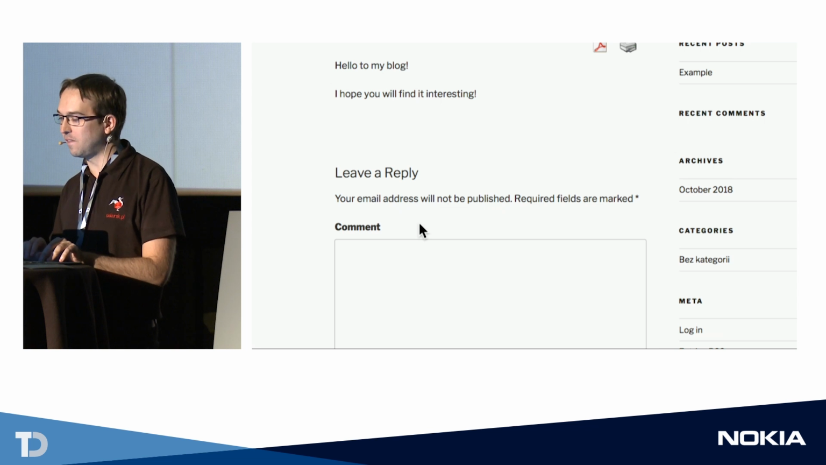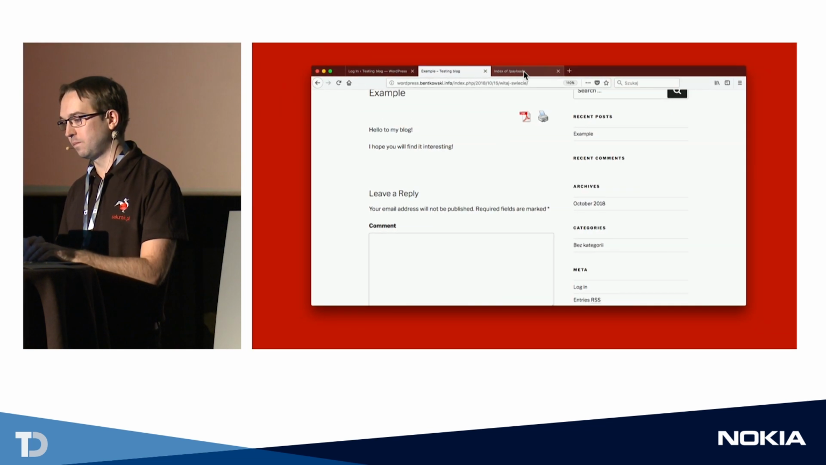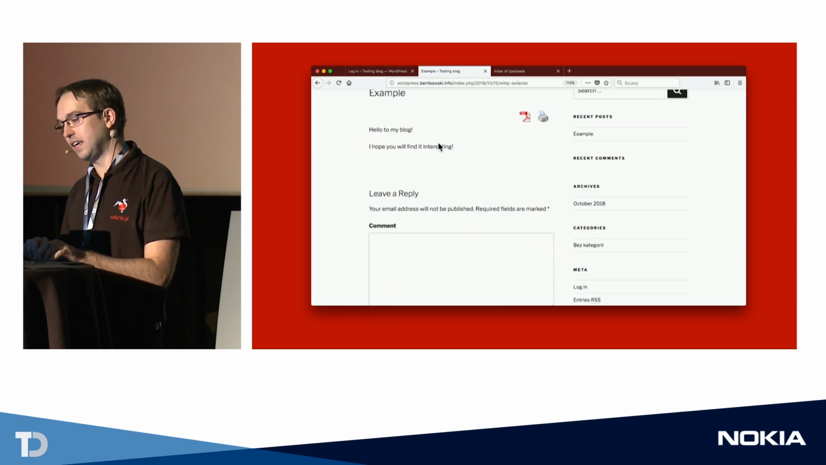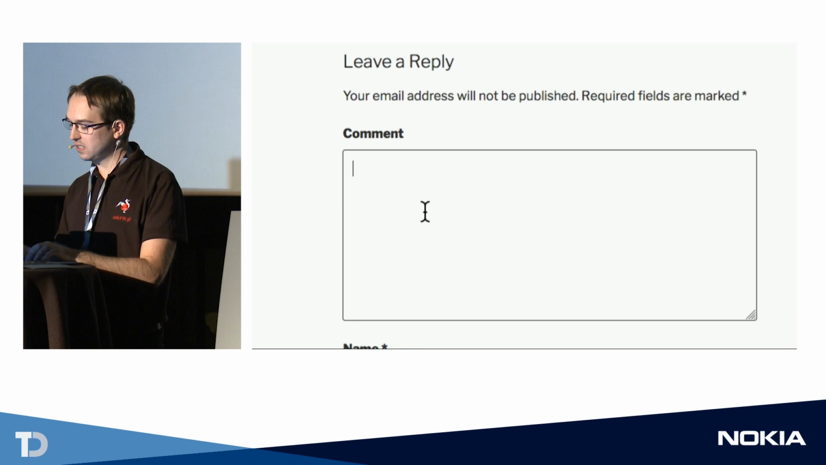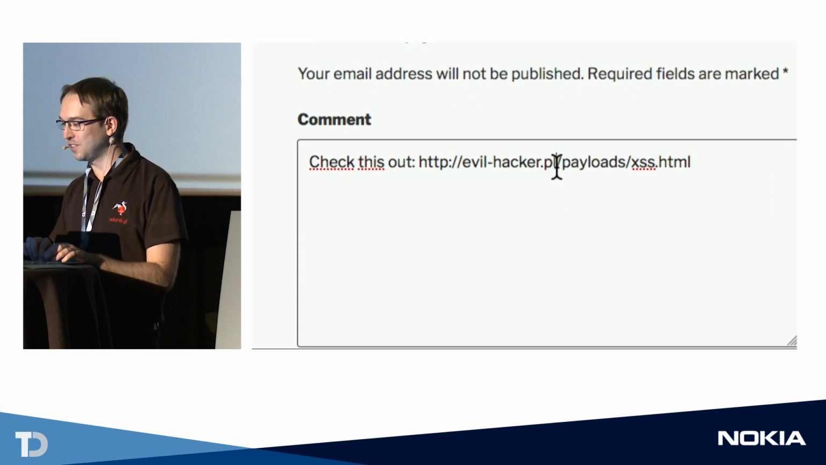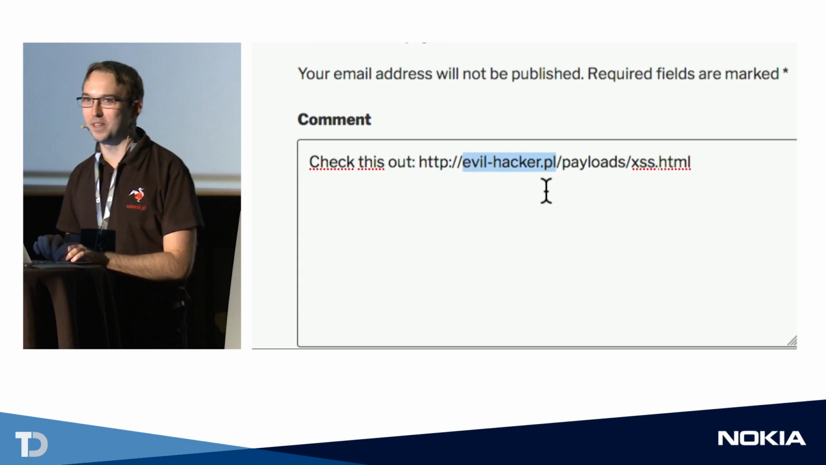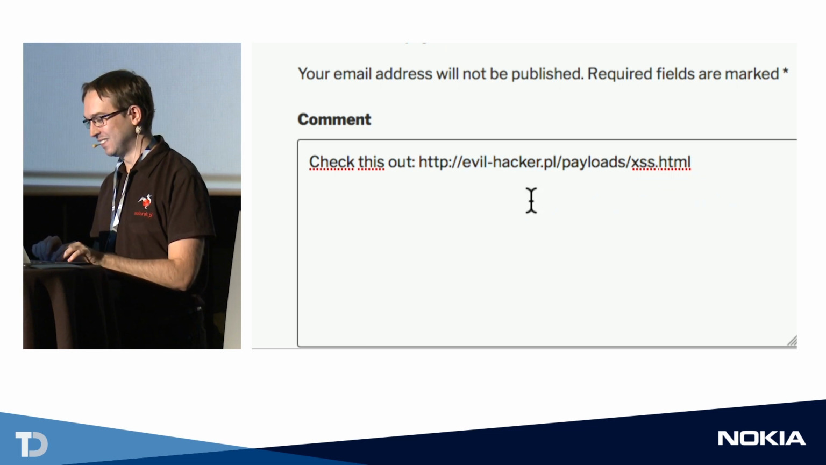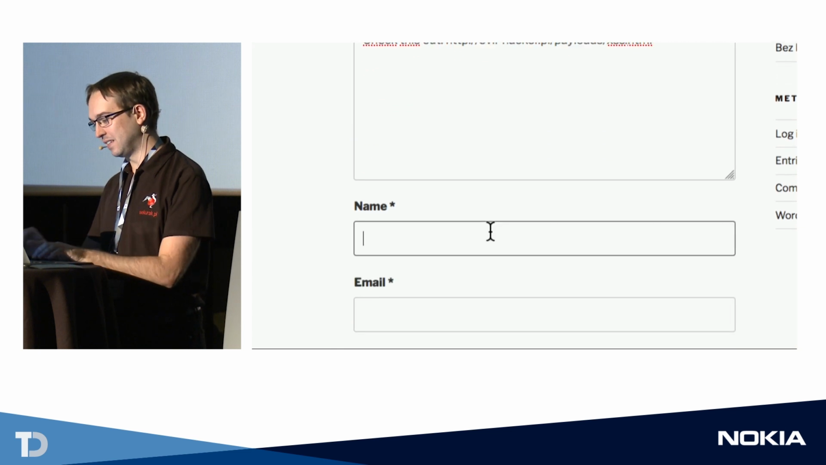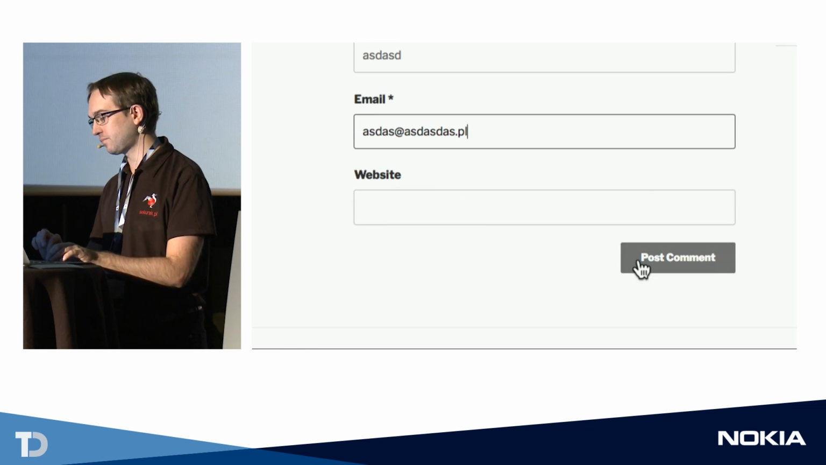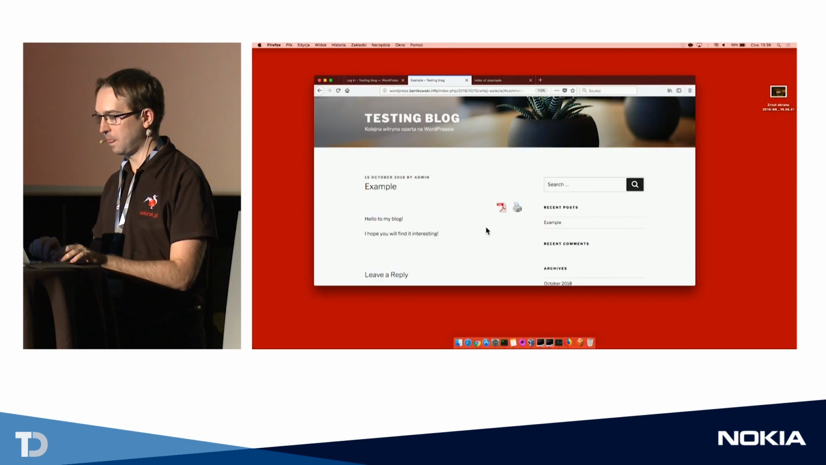This is a pretty normal function of every blogging platform. Here I will input a comment, for instance saying check this out, and a link to some page. Of course, in a real-world example, I wouldn't use a domain that is called evilhacker.pl, but because of the domain, we know who is the good one and who is the bad one, so I go on with that. I input some name, some email, it doesn't matter what I say, and then I can post the comment.